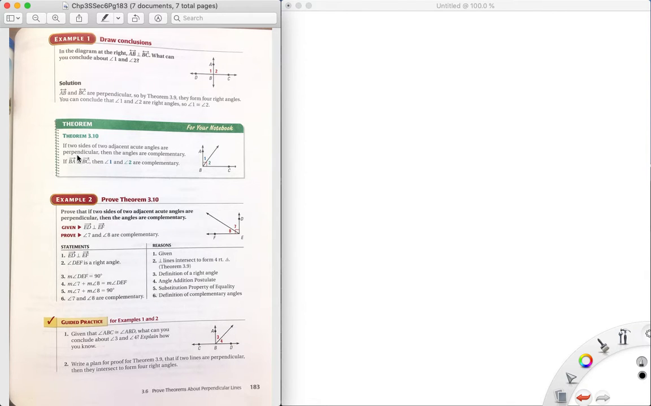Theorem 3.10 says if two sides of adjacent acute angles are perpendicular, then the angles are complementary. Alright, with this guy, what this one's saying is if ray BA is perpendicular to ray BC, then angle 1 and angle 2 are complementary. So what they're saying is if AB and BC form 90 degrees, then angle 1 plus angle 2 add up to those 90 degrees, and that makes them complementary.